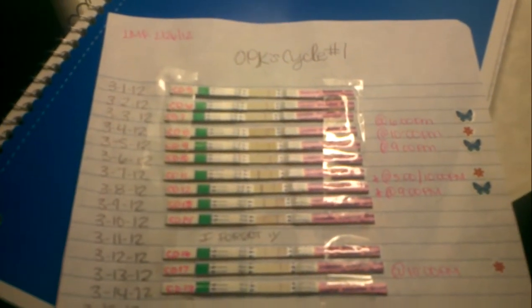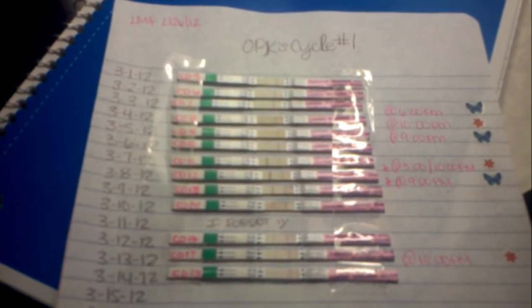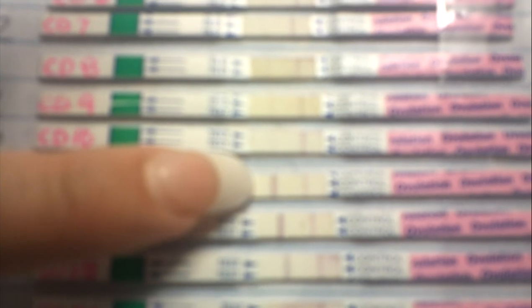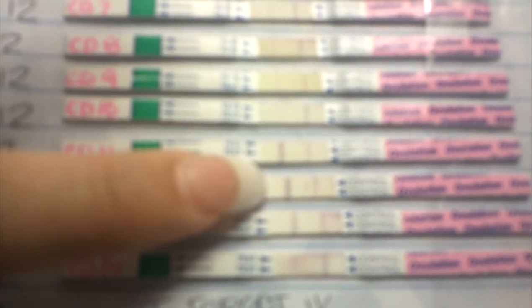I'm gonna do a quick video on my first cycle of OPK, which is March. That's the month we're in. And I believe I already made a video on questioning if I was ovulating or not. I believe I did. And that's the first day that I got it dark. Then I got the second one.